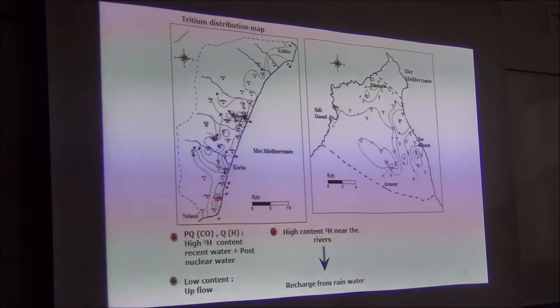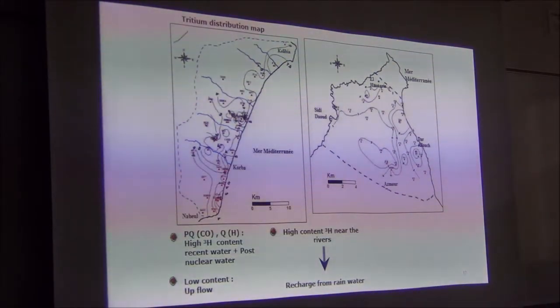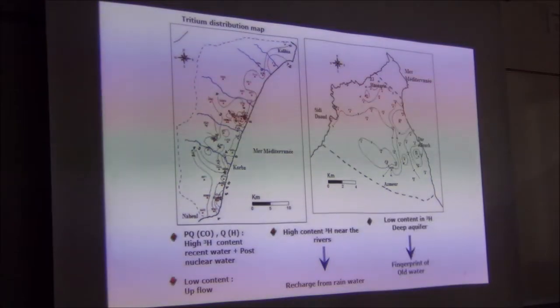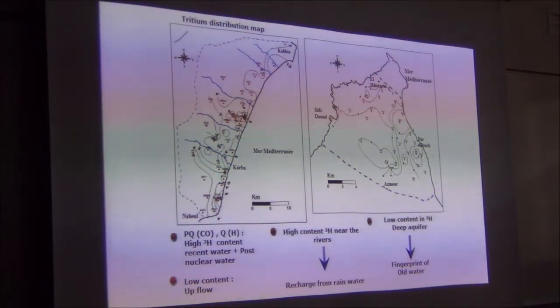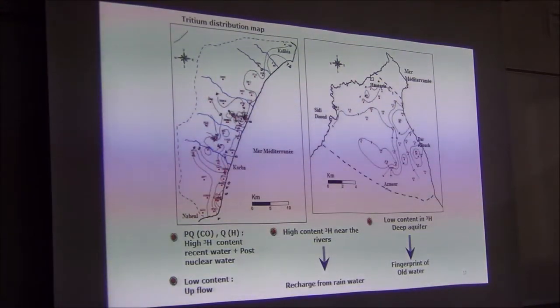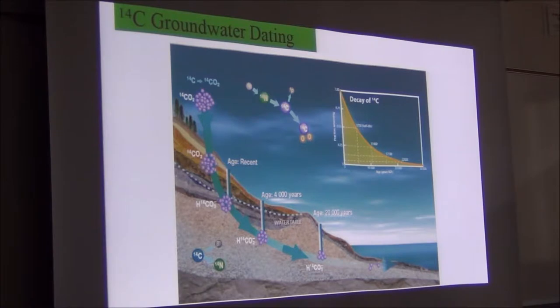We also observed a high content of tritium near the rivers, indicating a recharge from rainwater. And the low content of tritium in deep water is a fingerprint of old water. The carbon 14 is used as an indicator of age.